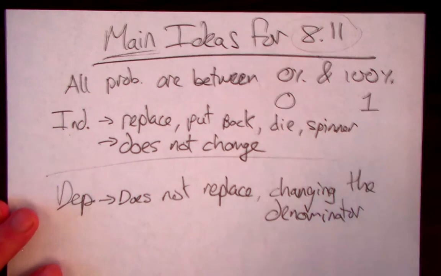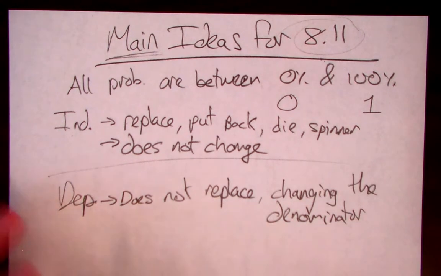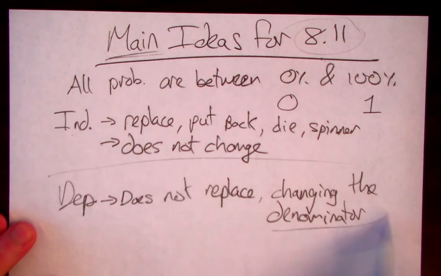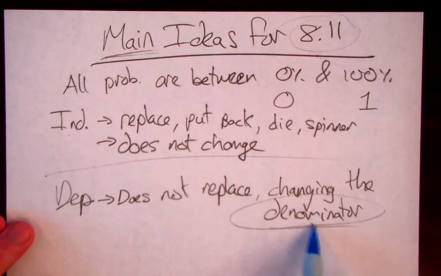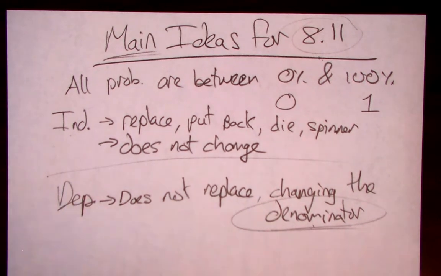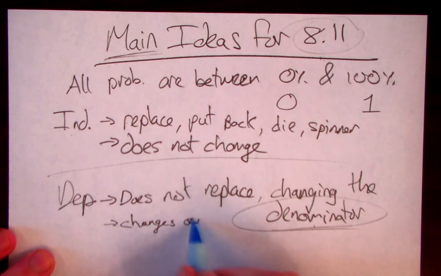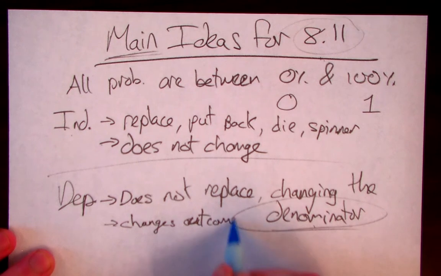Meaning this: when you are talking about a sample space, you're talking about how many cards are in a deck, how many marbles are in a bag. If you are taking one out and not replacing it, you are changing that denominator. That's the bottom of the fraction. And that changes the outcome, and it mainly changes the probability.